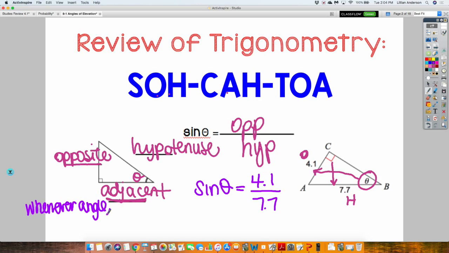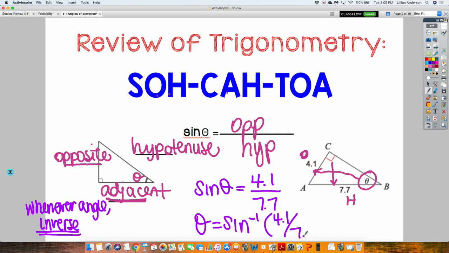What's the inverse, you say? Well, if you look on your calculator where the sine button is, right above it in green is sine to the -1. That means inverse. Okay? So how you would write it would be sine inverse of this fraction, 4.1 over 7.7. And that's what you would type into your calculator.